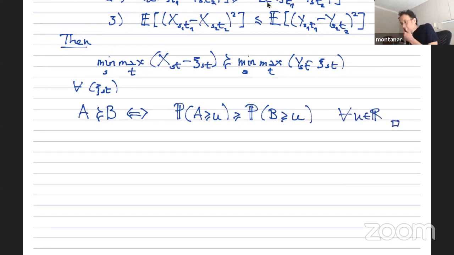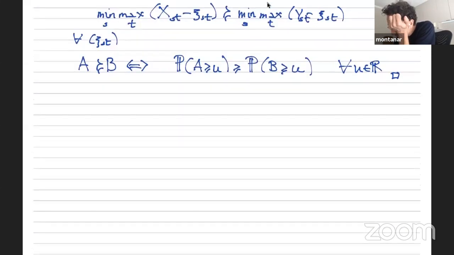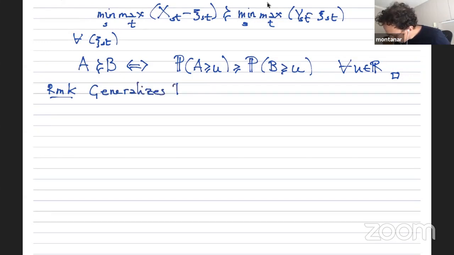Okay, so this is Gordon's inequality. I will not prove it. It's not a difficult proof, it's something quite simple. It's not so often taught, perhaps because max-min problems are not so popular, but something that is more popularly taught is Fernique's inequality, and you can see that this generalizes Fernique's inequality.